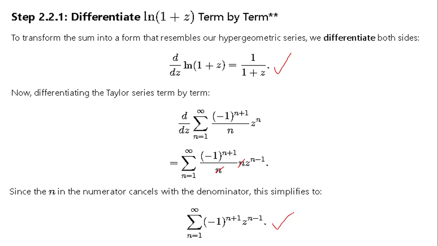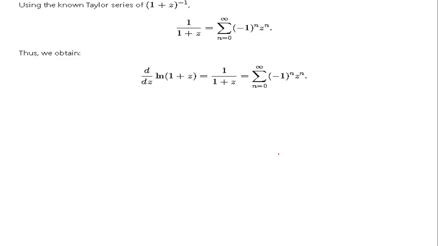Are you with me? Sir, I'm with you, sir. You cannot understand why we move from this step to this step, right? Yes, sir, I understand. Now, using the known Taylor series, we have already known. You know how this one came from, right? This is the differential of the left hand side, and this is the differential of the right hand side. You know how we arrive at this? Yes.